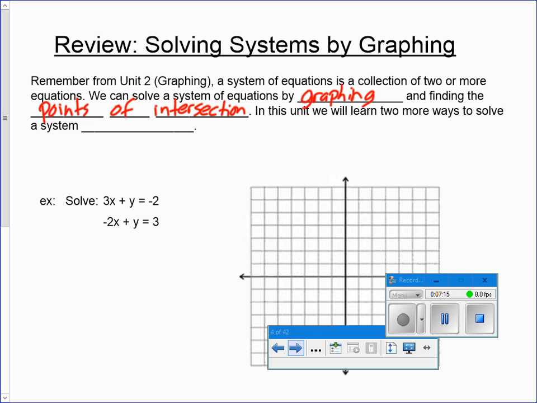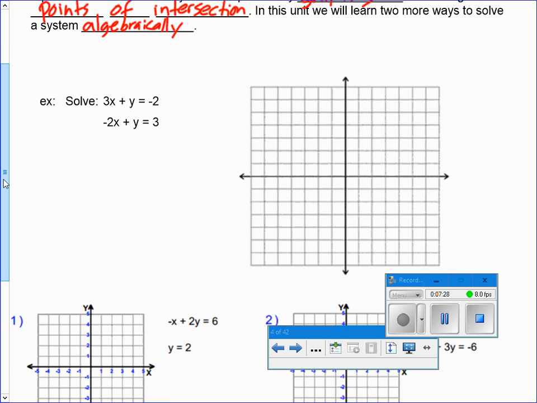Alright, in this unit we're also going to learn two more ways to solve a system using algebra. This is just to use something we've already learned to do something new. So first we're going to start by doing this graphically. The first thing we have to do in order to do this is put both of these into slope-intercept form.